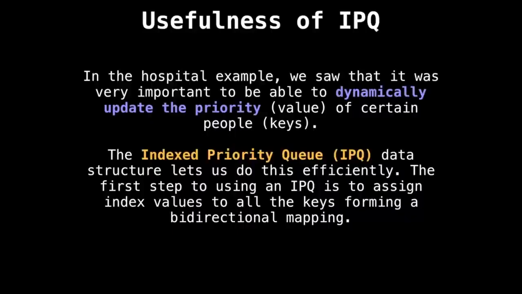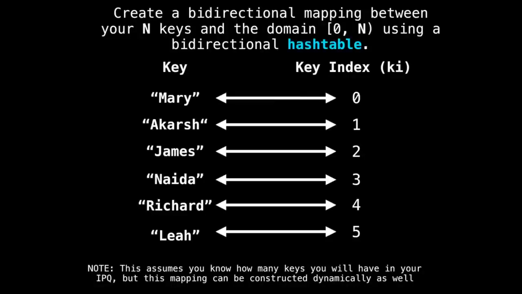As we saw in the hospital example, it is very important to be able to dynamically update the priority of certain people. The index priority queue is a data structure which lets us do this efficiently. The first step to using an index priority queue is to assign index values to all the keys, thus forming a bidirectional mapping. If we use an index priority queue to track who should get served next in our hospital, we need to assign each person a unique key index value between 0 and n non-inclusive.